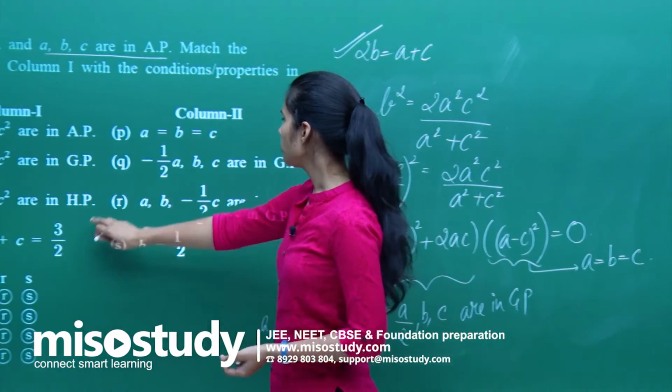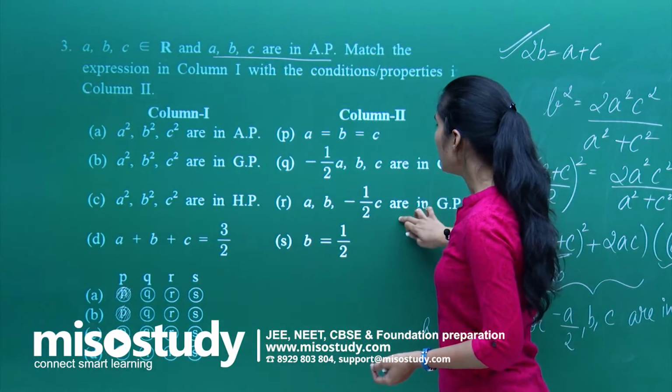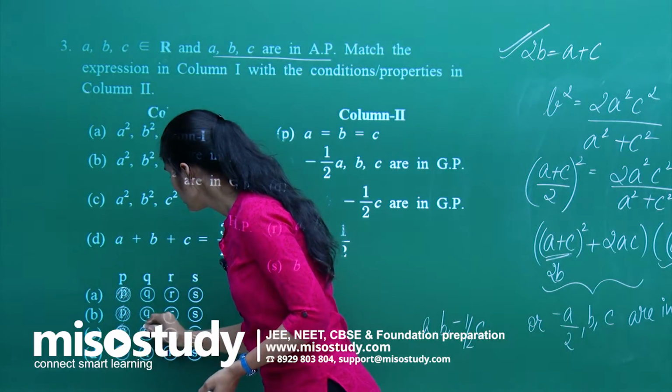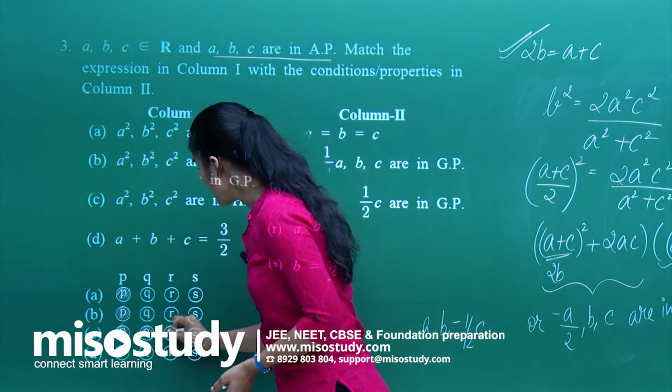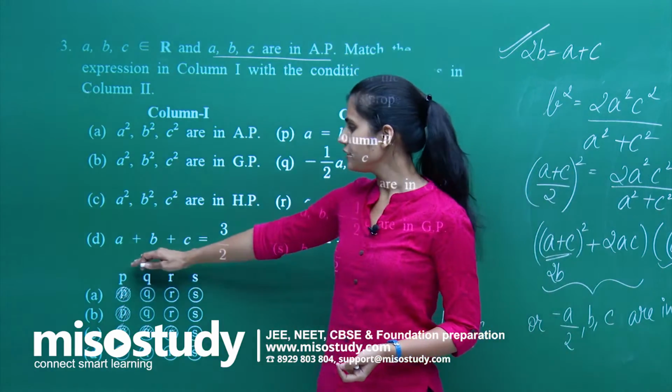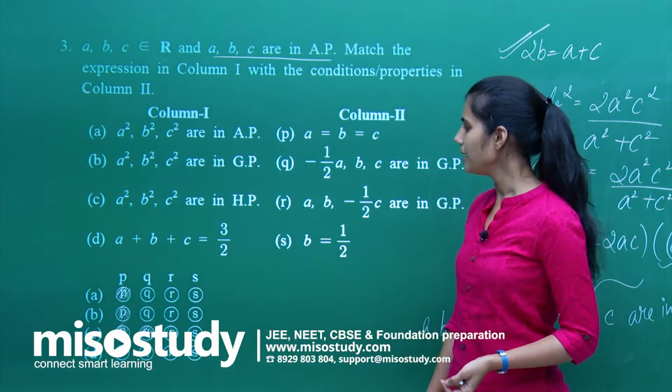So corresponding to option number C, P, Q, R, all three are going to be shaded. P also, Q also, and R also. Fine. Then you have D, that is A plus B plus C is 3 by 2.